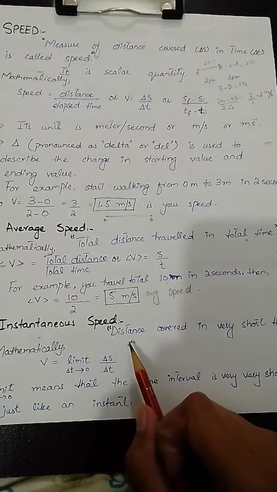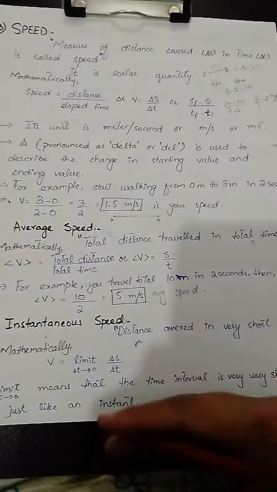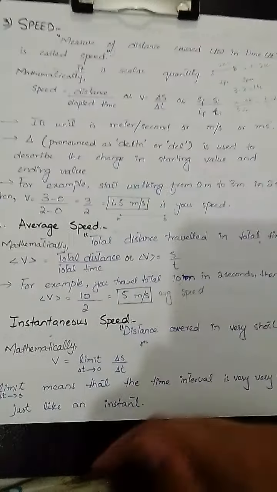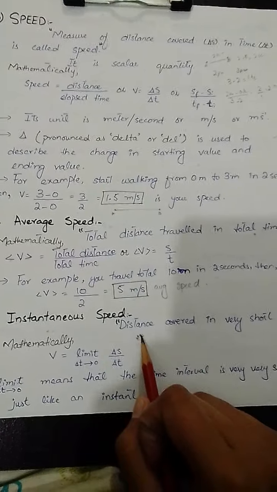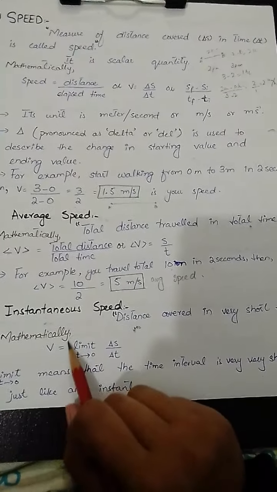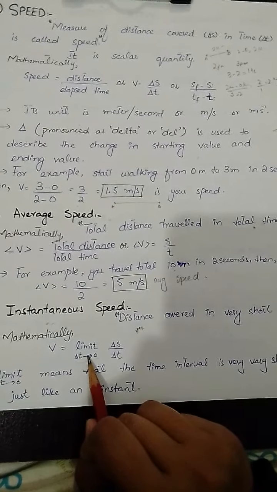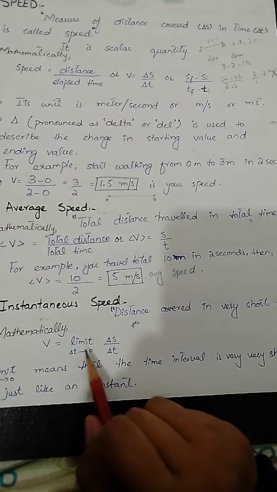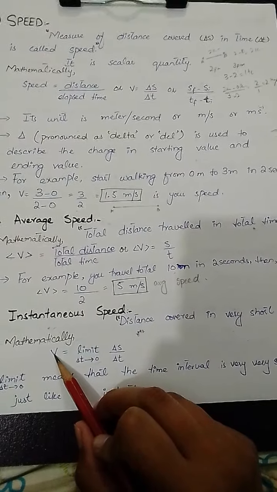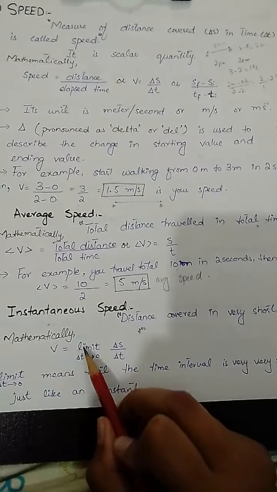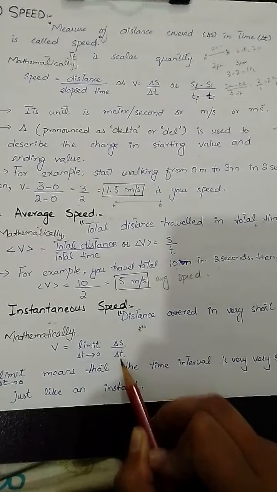In this case, we know that the time is very short. So for very short amount of time, almost we can call it an instant. For such an instant, we have to place this condition. This is called limit del t approaches 0. So in this case, instantaneous speed would become v, which is equal to limit del t approaches 0 of del s by del t.